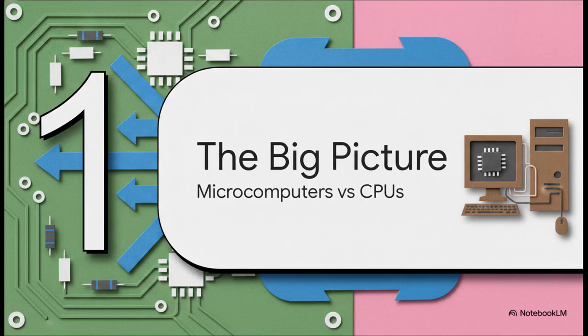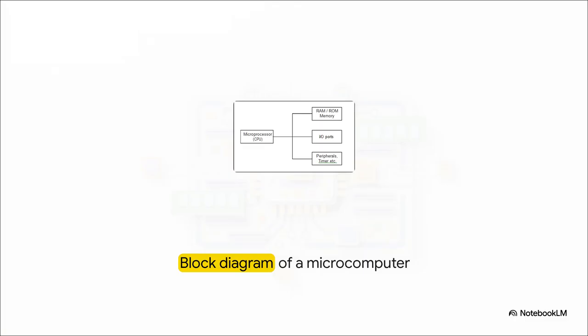Section 1. The big picture. Understanding microcomputers versus microprocessors. We're going to tackle question 1 head-on by looking at the broader system. You really have to know the difference between the processor itself and the computer it sits inside. To answer question 1A, take a look at how the microcomputer breaks down into distinct blocks.